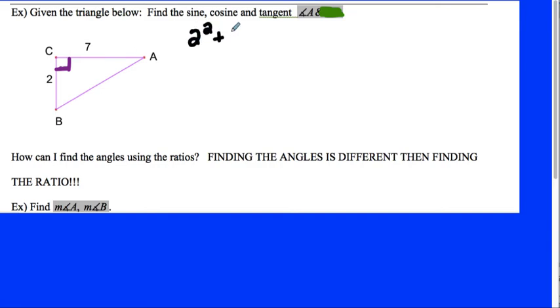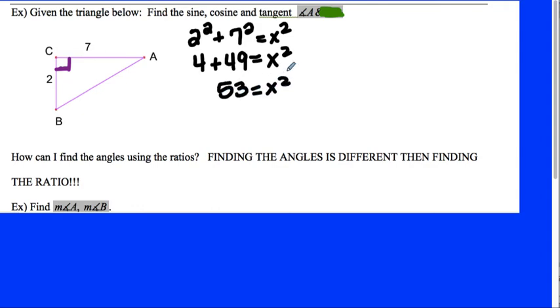So 2 squared plus 7 squared equals x squared. We get 4 plus 49 equals x squared. So 53 equals x squared. And now I'm going to take the square root of both sides, knowing that's giving me a plus or minus answer, but we're going to look at the positive. And root 53 does not simplify. Okay, so now we go through our ratios.